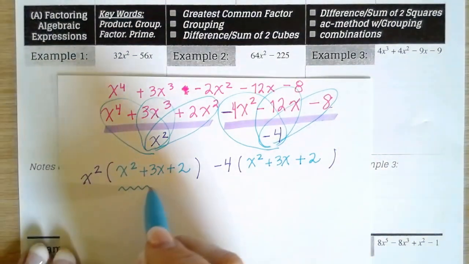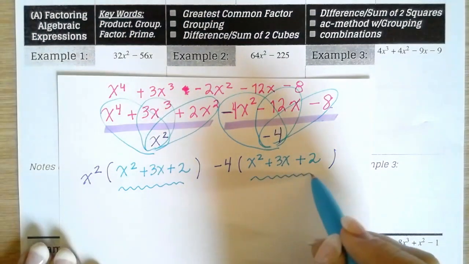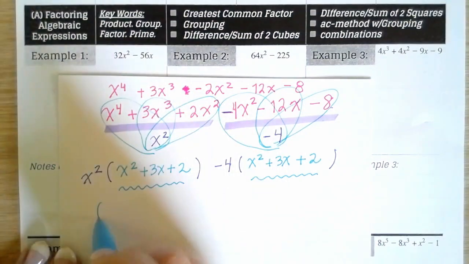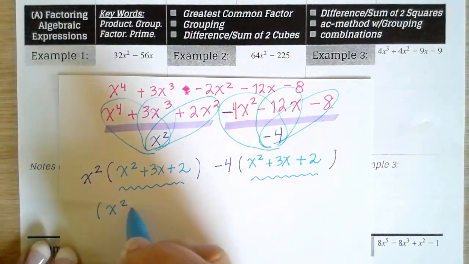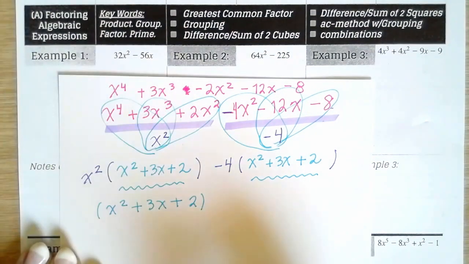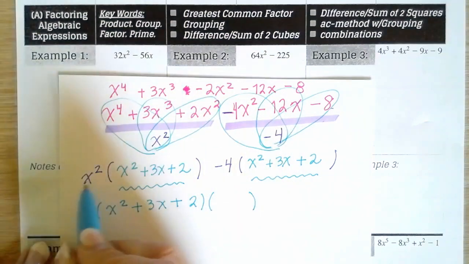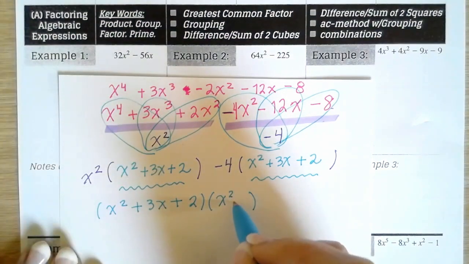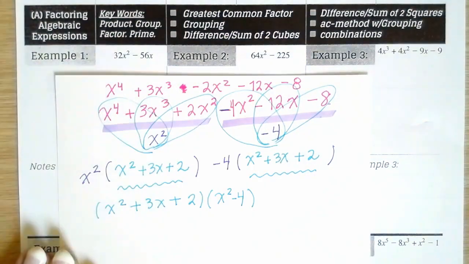Now, if it matches, you're winning at life. Bring it out front. Well, what is it? It goes out front, x squared plus 3x plus 2. What's left inside? X squared minus 4.